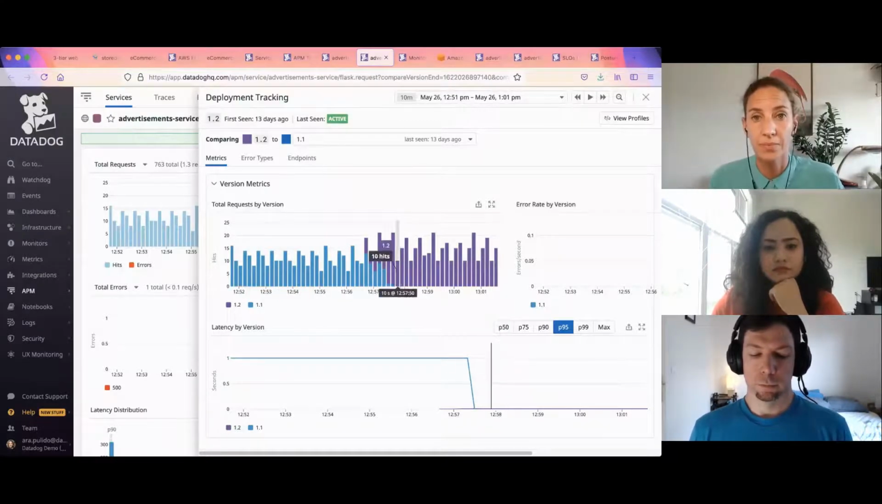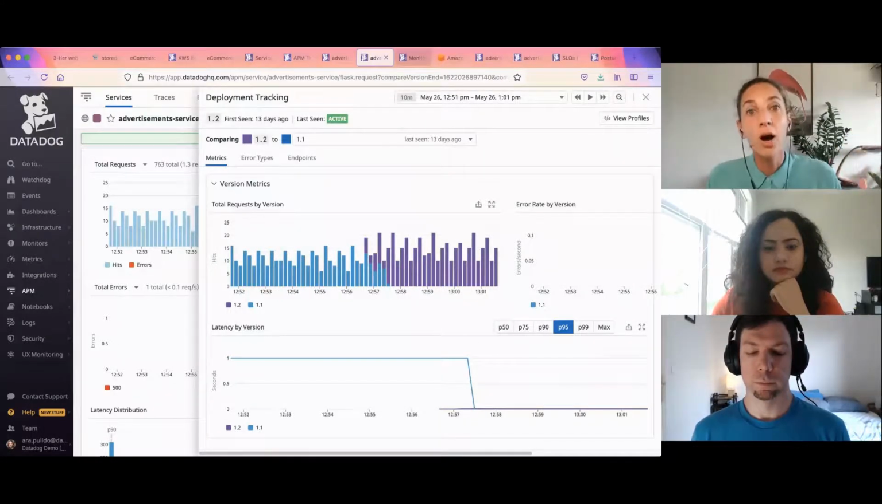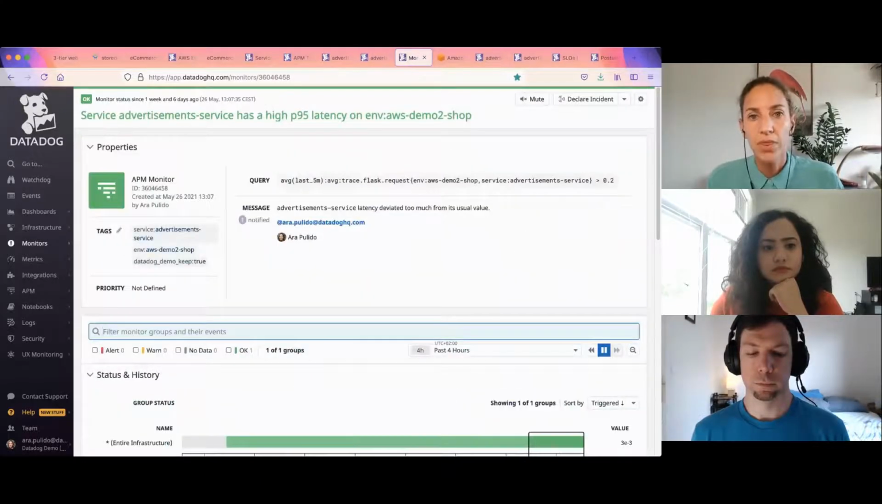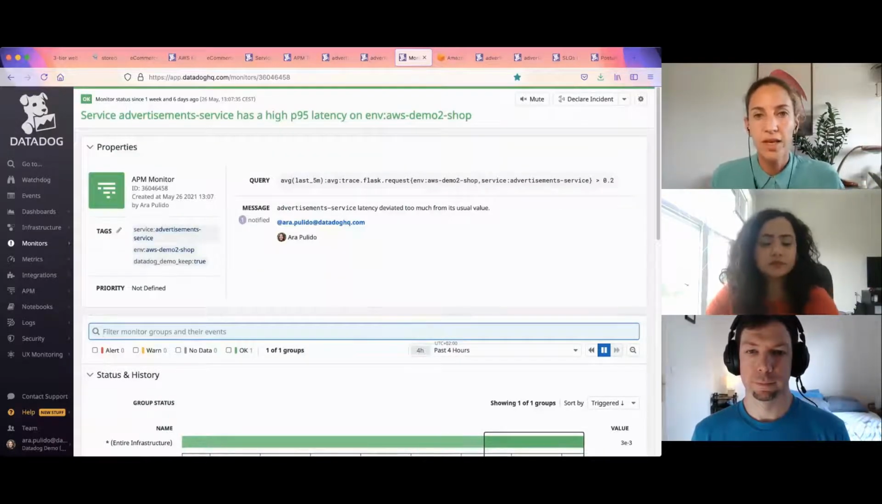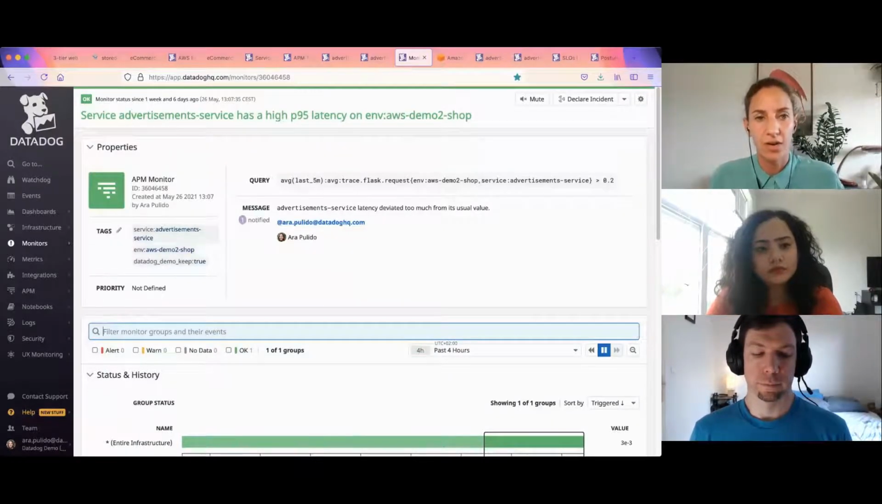So our hypothetical company was very happy that we were able to identify this issue and fix it, but they wanted something else. They ran a blameless postmortem on why this happened, and they wanted to make sure that this didn't happen again. So we decided to create an alert, a monitor in Datadog.